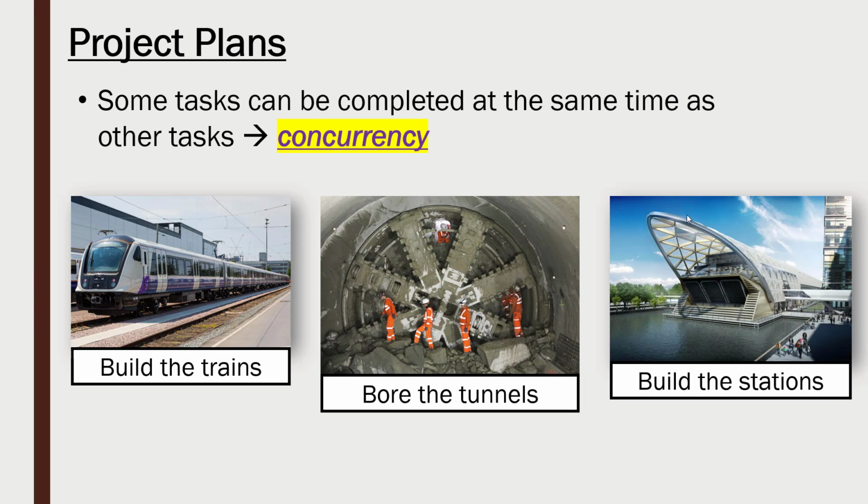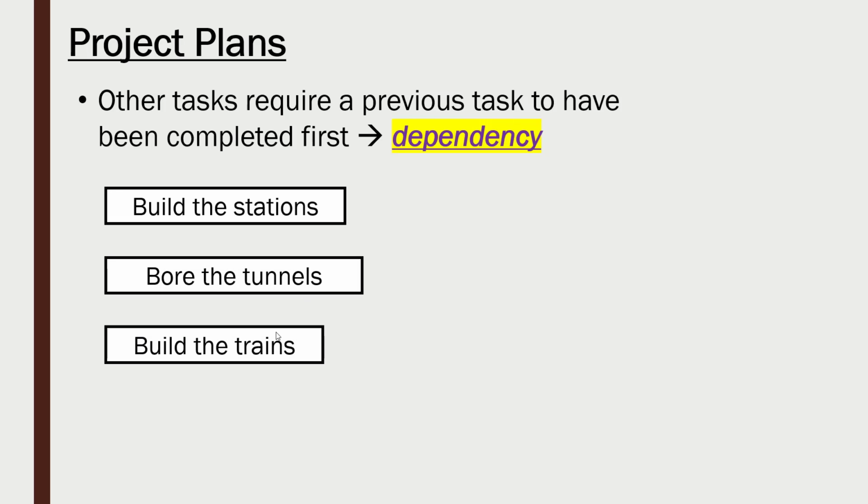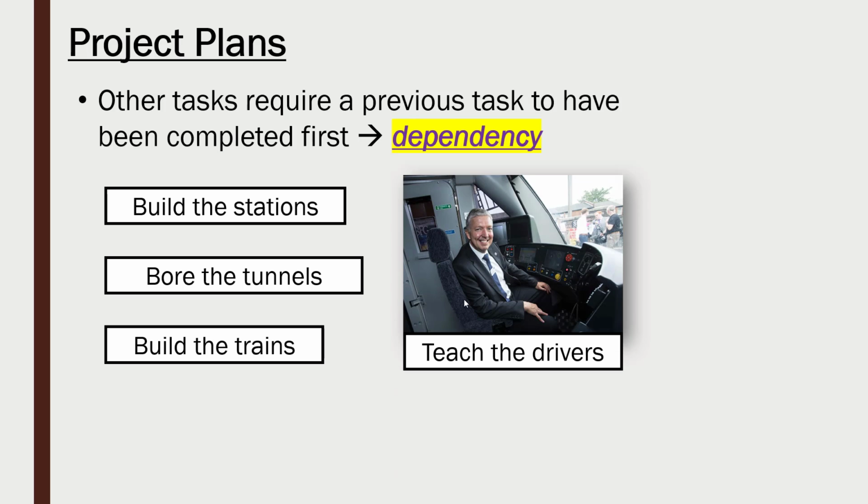So that links to another key word, which is dependency. So some tasks we say can be done in parallel, other tasks require a previous task to have been done first. So in this example, we've got our concurrent tasks here, but teaching the drivers requires each of these to have been done first. So we would say the task, teaching the drivers, is dependent on building the stations, boring the tunnels and building the trains. We need to have done these first before we teach the drivers, otherwise they're going to be sat not doing anything, they've got nothing to practice on.